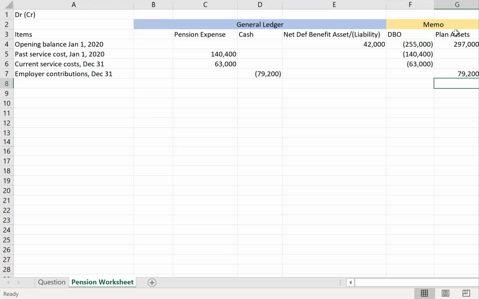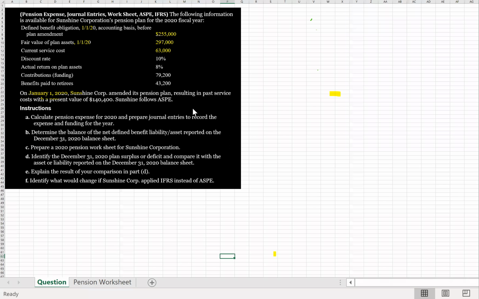Or you can think about this as a bank account. It might be composed of cash and investments sitting here of this $79,200. And then the next thing we had was benefits paid. Let's say it's December 31st. It doesn't say otherwise, although you would assume they're paid over the year. So 43,200.